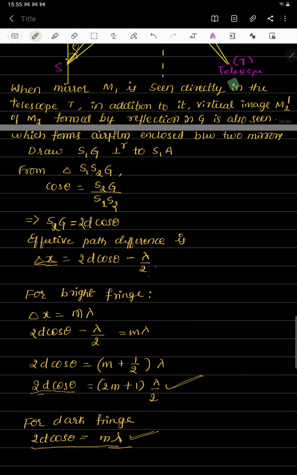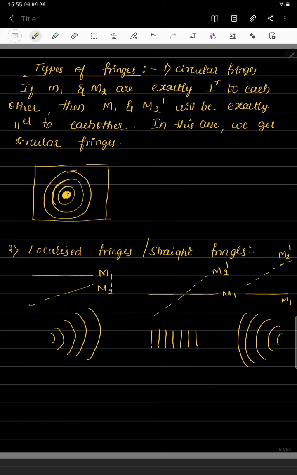So now, what types of fringes are you going to observe in this experiment? We will study them one by one. The first type of fringe that you can see is circular fringes.